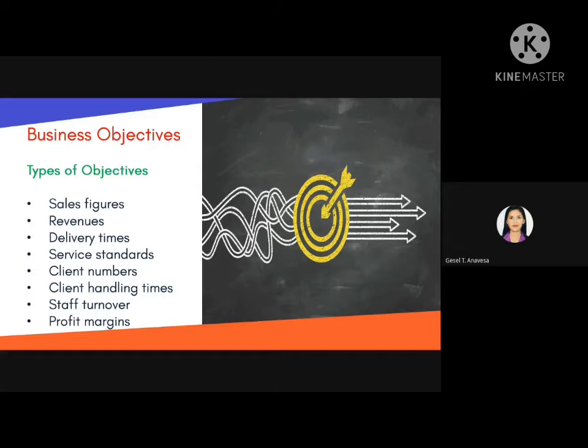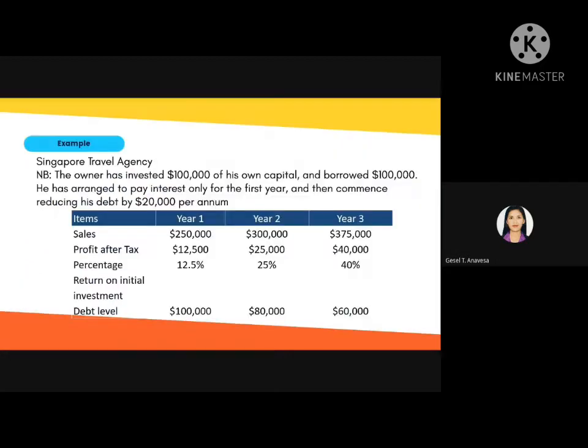So here, I'm going to show you an example of an objective. Okay, so Singapore Travel Agency. The owner has invested $100,000 of his own capital and borrowed $100,000. Okay, he has arranged to pay interest only for the first year and then commence reducing his debt by 20%, $20 per annum. Okay, so here, nangutang siya. So ang iyahang objective is to ma-reduce ang iyahang debt niya per annum og $20. So mao ni siya ang iyahang buhaton para makabayad siya sa iyahang utang.